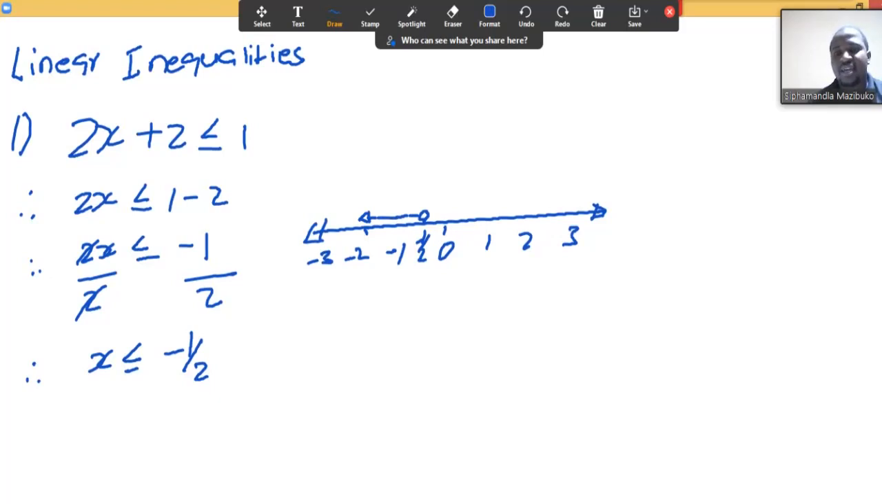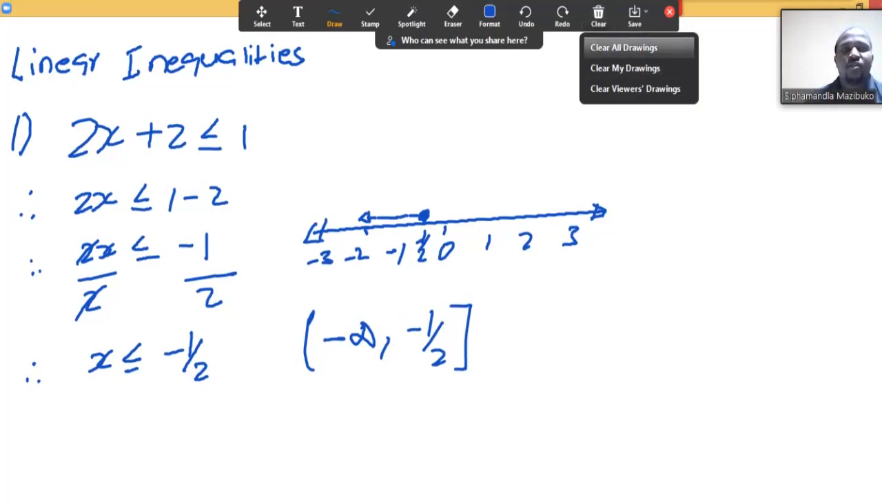Because we're saying x is less than or equal to minus half, we need to shade it like that. Looking at the interval, it's from negative infinity to minus half. Then we close the bracket because we're saying it's less than or equal to. The closed bracket means inclusive, it includes minus half. That was our first example.